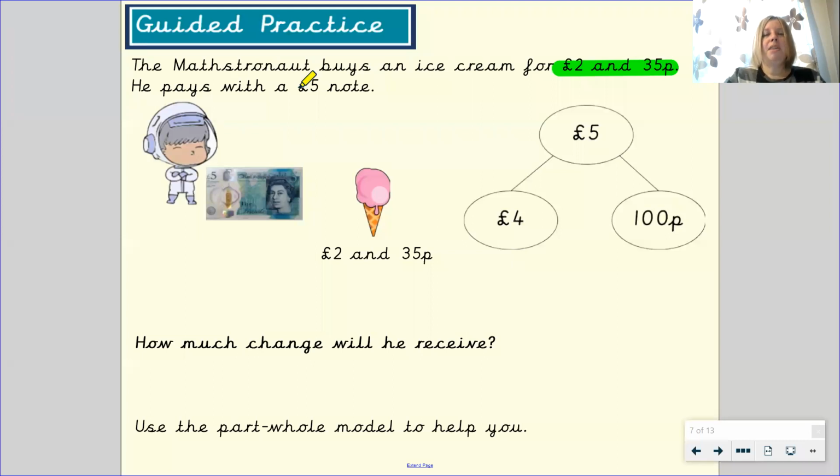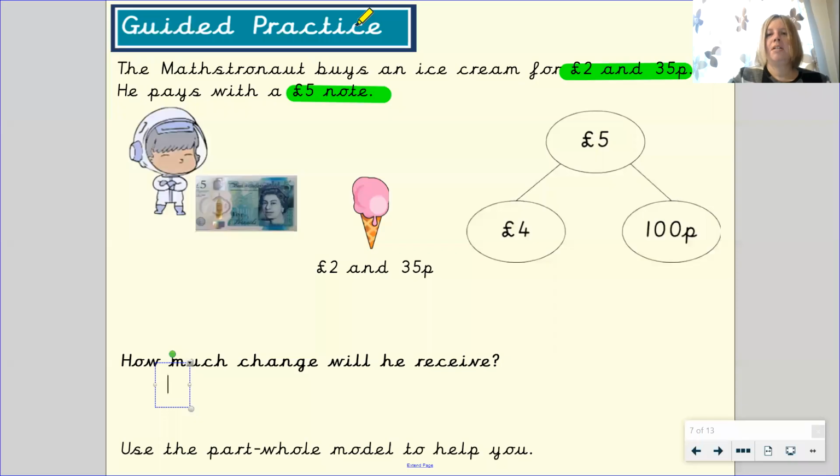He pays with a £5 note. How much change will he receive? And we've got our part-whole model to help us in this. So I can use the part-whole model to help me.